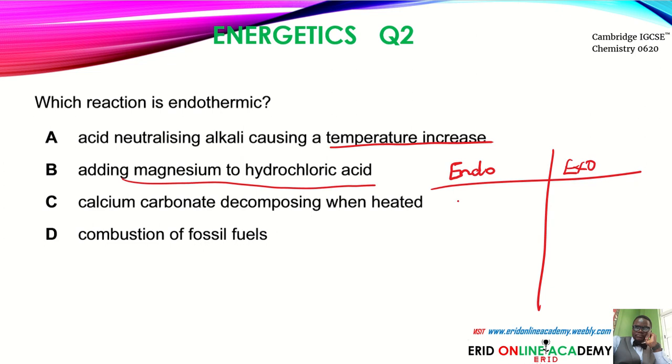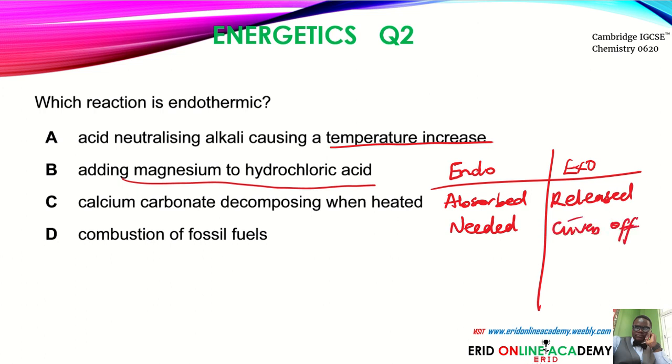For an endothermic reaction, heat energy is absorbed. Heat energy is absorbed, or you could say heat energy is needed or required. But for an exothermic reaction, heat energy is released. Okay, so heat energy is given off, so it's not required basically. So let's look at the reactions that we have here.